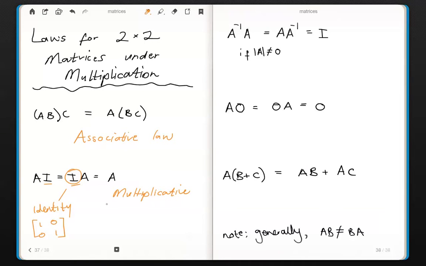Multiplicative identity law. When we talked about addition, we had, what was it called? The additive identity law. So now it's just the multiplicative. So this is just the multiplication version. So now we're talking about inverses.